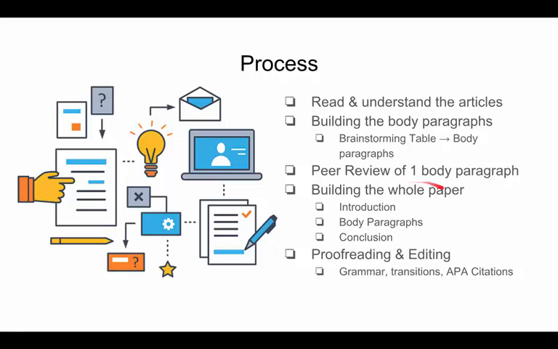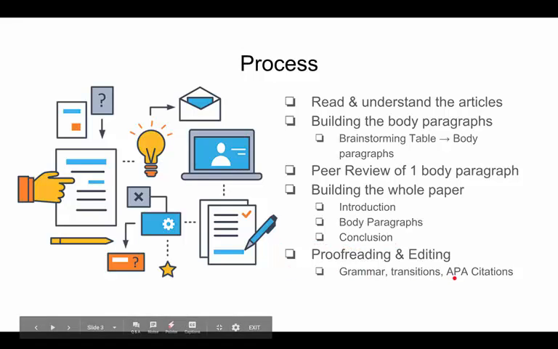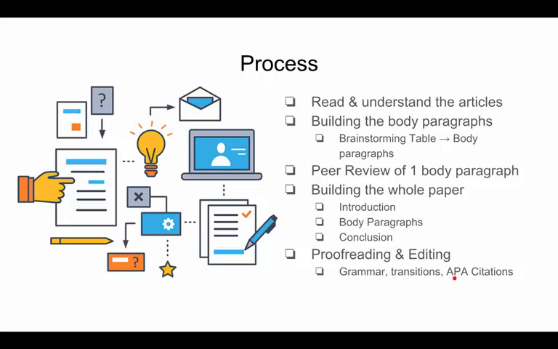The next part is building the whole paper. So looking at the other parts. So if your body paragraphs are solid and you feel comfortable with them, that's great. I recommend ensuring the cohesion among all the body paragraphs and making sure that those body paragraphs match the introduction as well as the conclusion. The final steps are proofreading and editing, so really looking for the grammar, looking for the transitions and connections among the different ideas and paragraphs, and also APA citations.